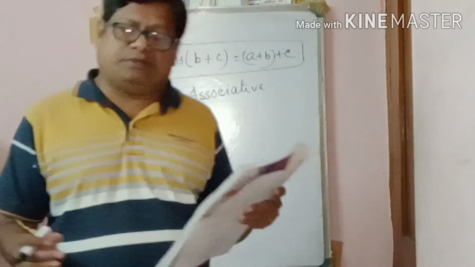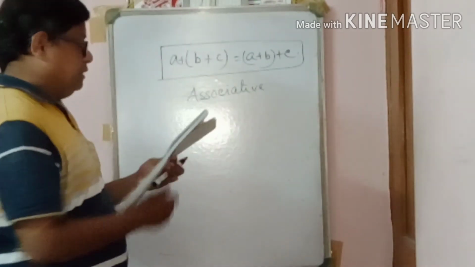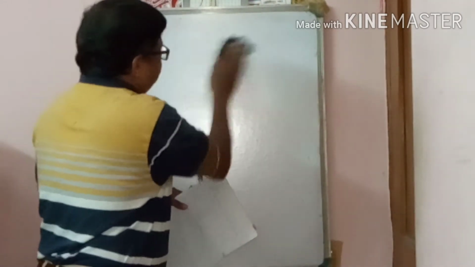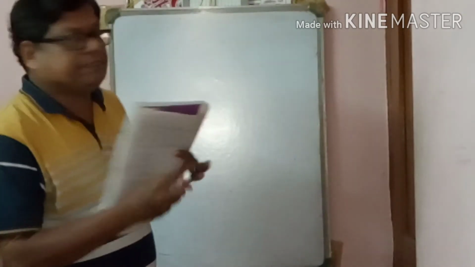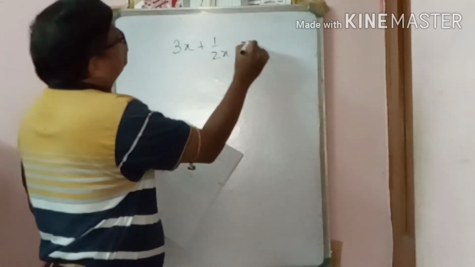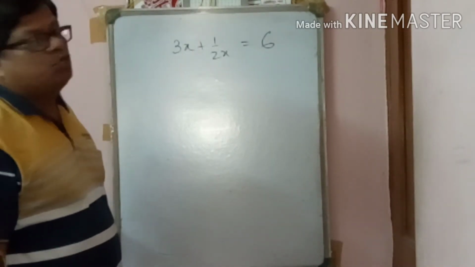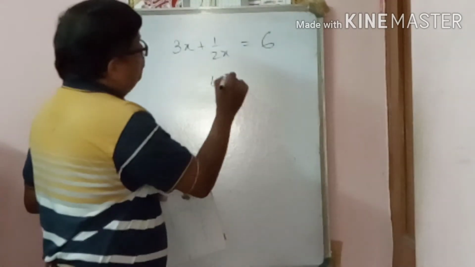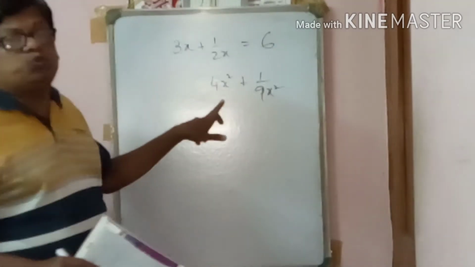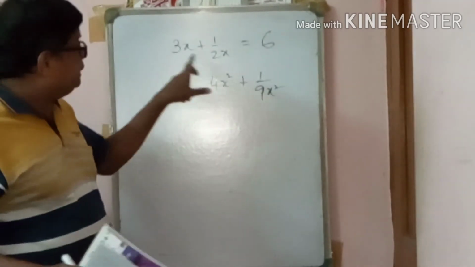Now this is a very important sum. I have already discussed it in one class. Say 3x plus 1 by 2x equal to 6. Then the value of 4x square plus 1 by 9x square. See here 4x square, we know it is 2x whole square. Here is 1 by 3x whole square. But here interchange is given.